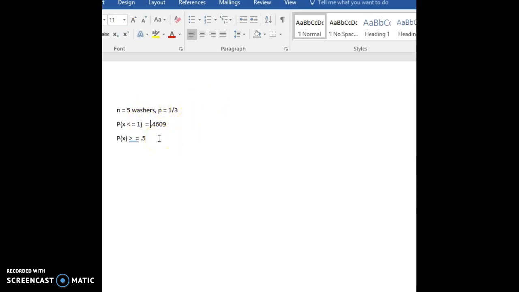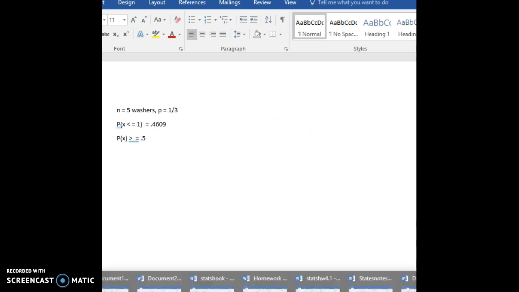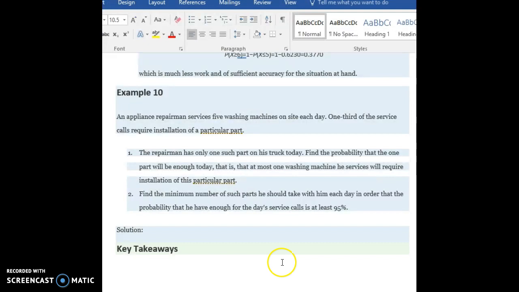All right, so now we're looking at, oops, I think I made a mistake on that one, but we'll look back here. Let's look at the question again. So part 2, find the minimum number of such parts he should take with him each day in order that the probability that he has enough for, it's not written very well, but in order for him to have at least 95% of things covered, essentially.